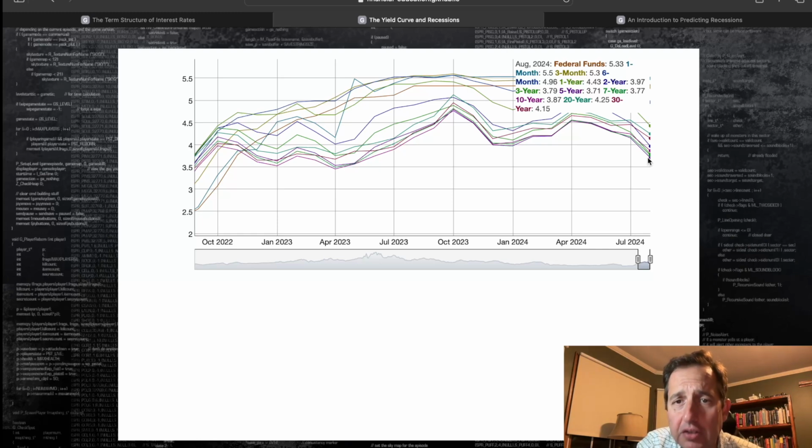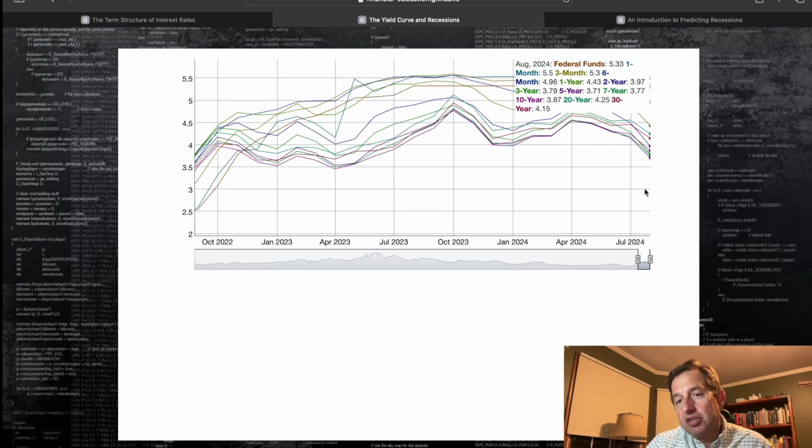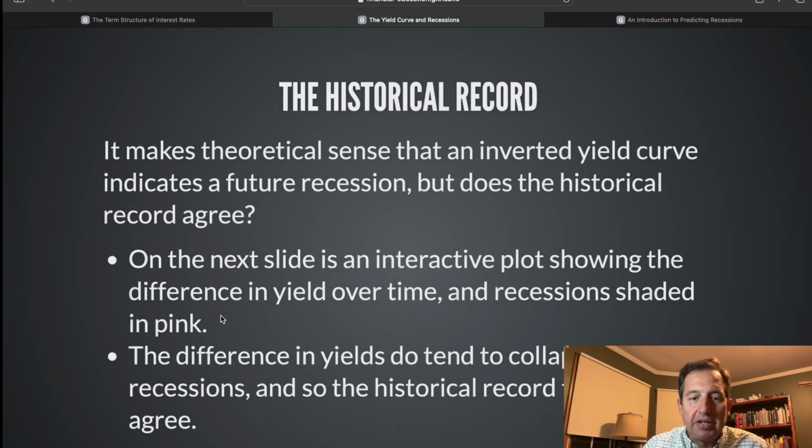But as of August 2024, 1 year was 4.43, 30 years 4.15. So again, a pretty flat yield curve. That's inverted. So we'll see if it works again. Now, what this is basically saying is the market is giving us a signal. This doesn't include the recent 50 basis point cut from the Fed. But what this is saying is the market certainly thinks that we might be heading into a recession, and is pricing that in.